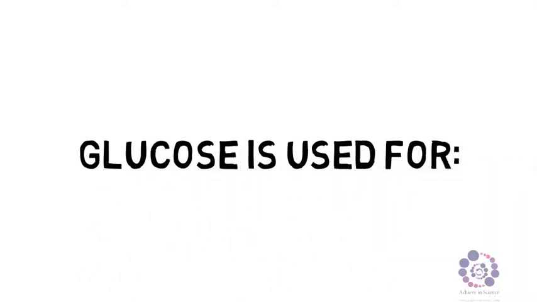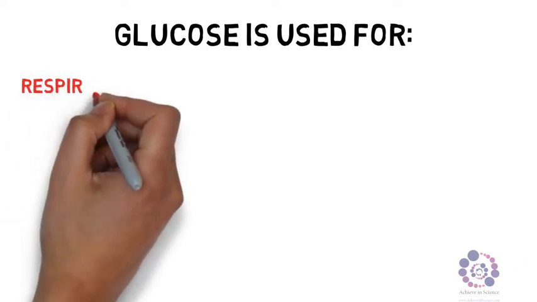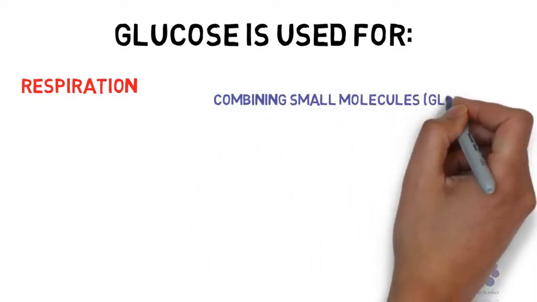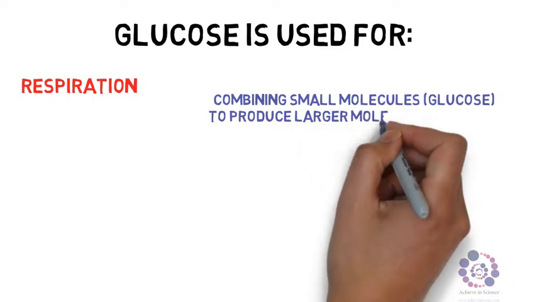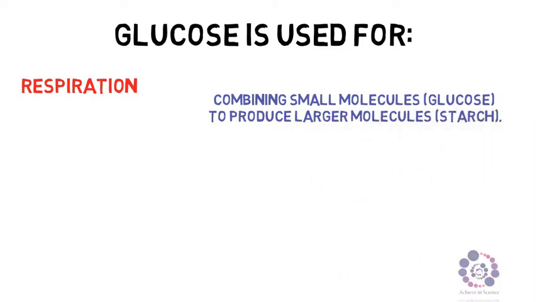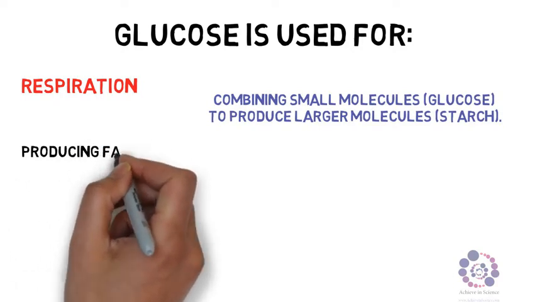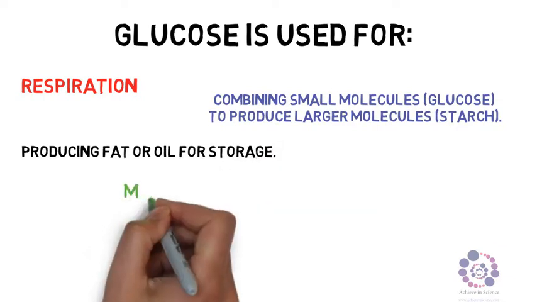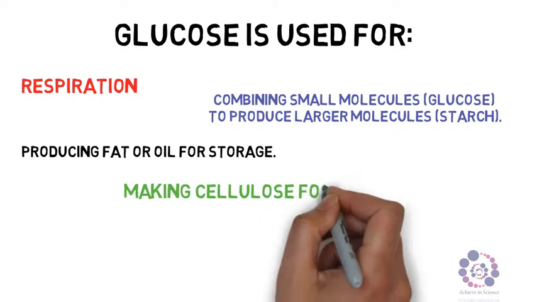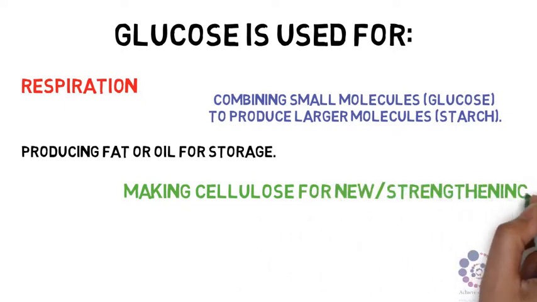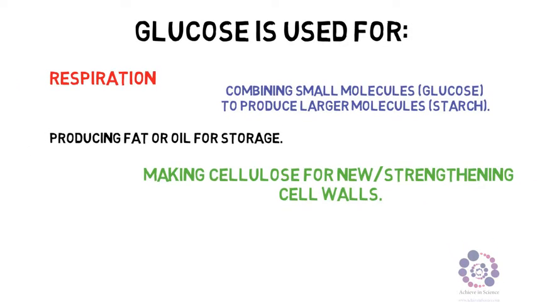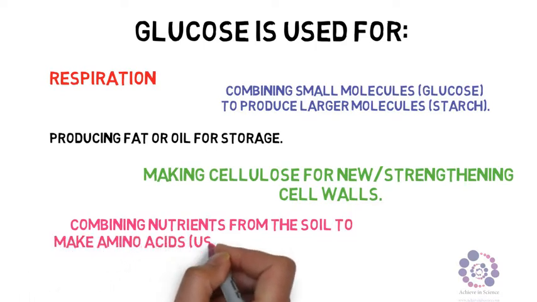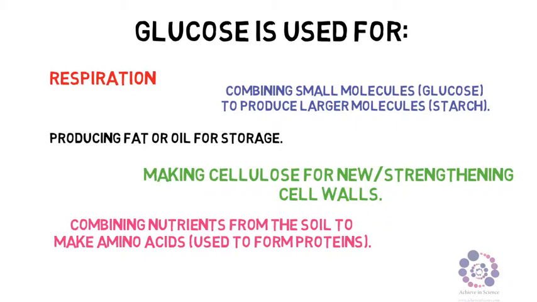Now in a plant, what does the glucose get used for? Well, it gets used for respiration. We've just said that combined with oxygen, it produces energy for growth and reproduction. Combining small molecules of glucose together to form the substance of starch so that glucose can be stored long term, starch being insoluble and stored within leaves or within roots. Producing fats and oils for storage, making cellulose, which is a main component of cell walls, which gives it its strength and rigidity. Combining nutrients from the soil to make amino acids, where these amino acids are then joined together within ribosomes in protein synthesis.